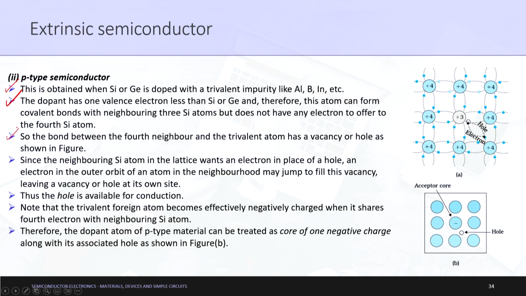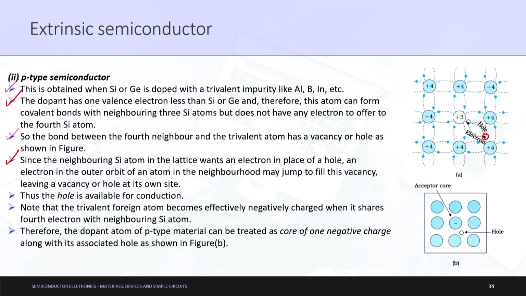Since the neighboring silicon atom in the lattice wants an electron in place of a hole, an electron in the outer orbit of an atom in the neighborhood may jump to fill its vacancy, leaving a vacancy or hole at its own side. So, what is being explained in this fourth point here? Let us say as a hole is being generated, it will try to acquire or to make its covalent bond. So, what will it do? It will take this electron from this portion, or let us say it will take this electron from this portion. So, there will be electron jumping happening and the electron will be residing at this portion now, and there will be a hole being generated in this portion. Only this thing has been explained in this fourth point, and this cycle can go on.